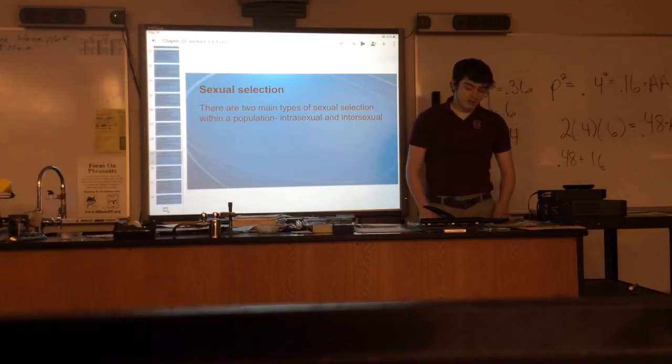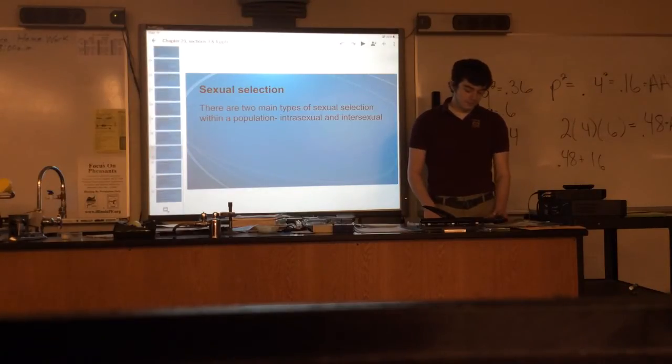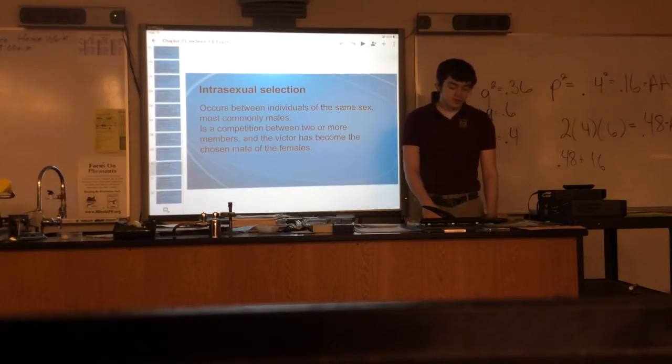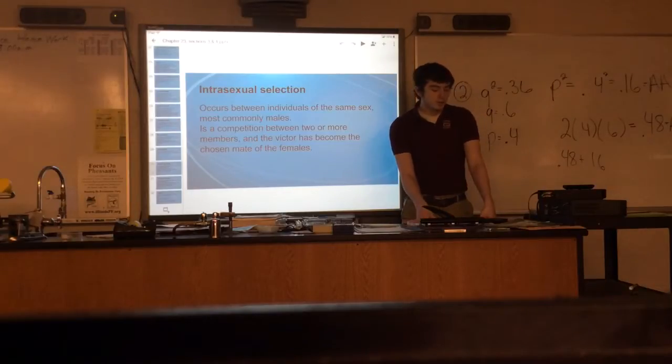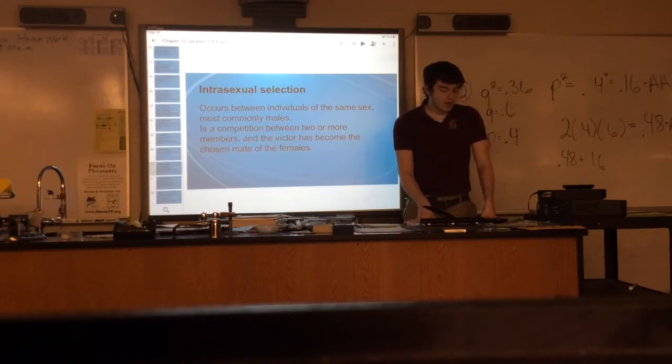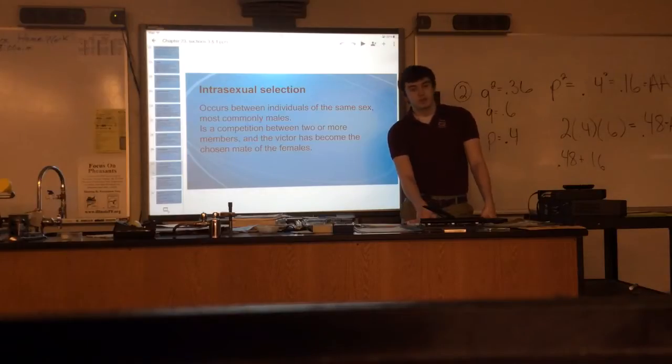Next, we talk about sexual selection, and there are two main types: intrasexual and intersexual. Intrasexual selection occurs between individuals of the same sex. It's most commonly males, but it can be females in some cases.